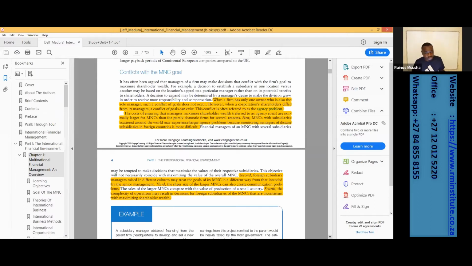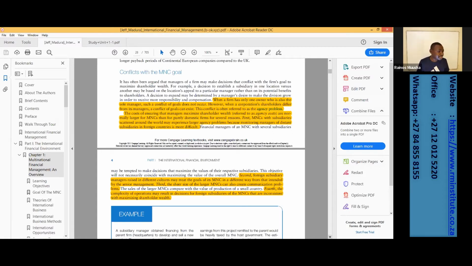Because now, what do we see? Managers can now easily monitor people from across the world because they can use Zoom, or Microsoft Teams, and all those other technological advancements that they can use to bring people together.